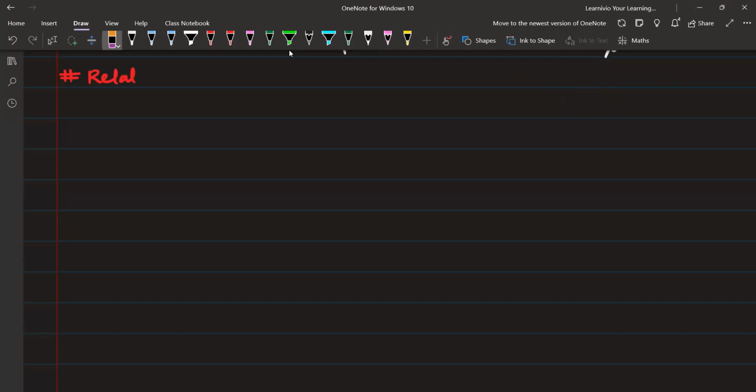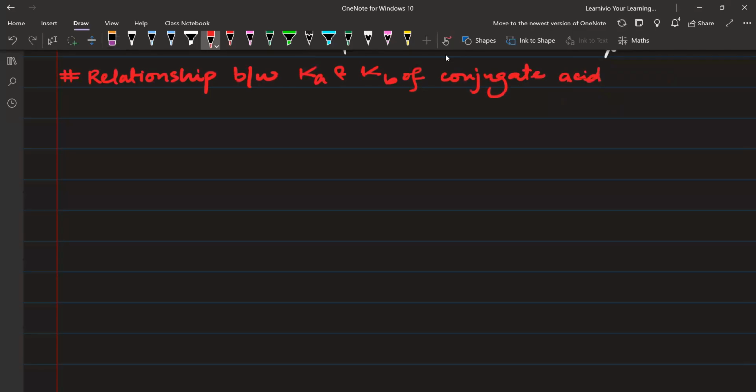Right, next, relationship between Ka and Kb of conjugate acid base pair. ठीक है, when you have acid that is HA, इसको जब आप पानी में डालिएगा then it will give you H plus and A negative. ठीक है, so this is your acid.